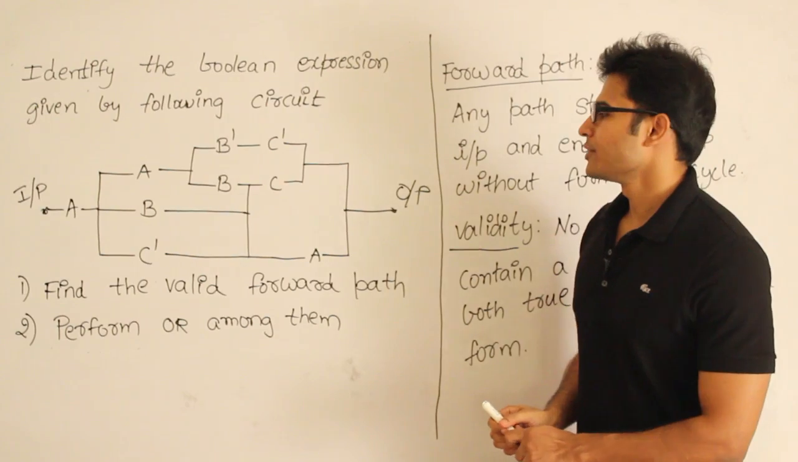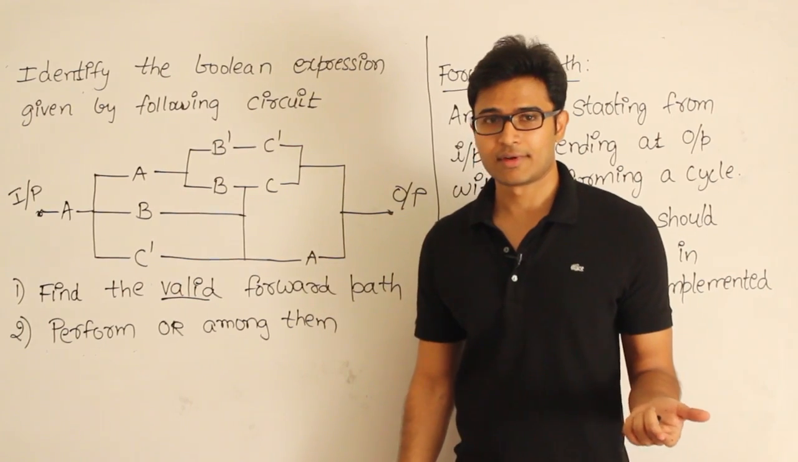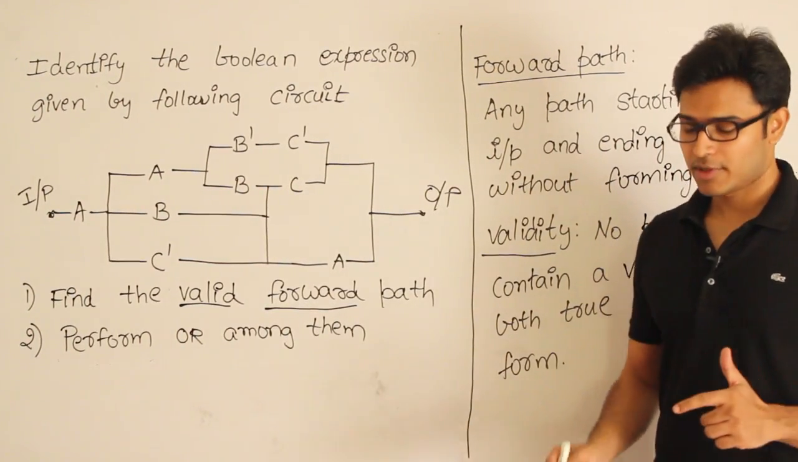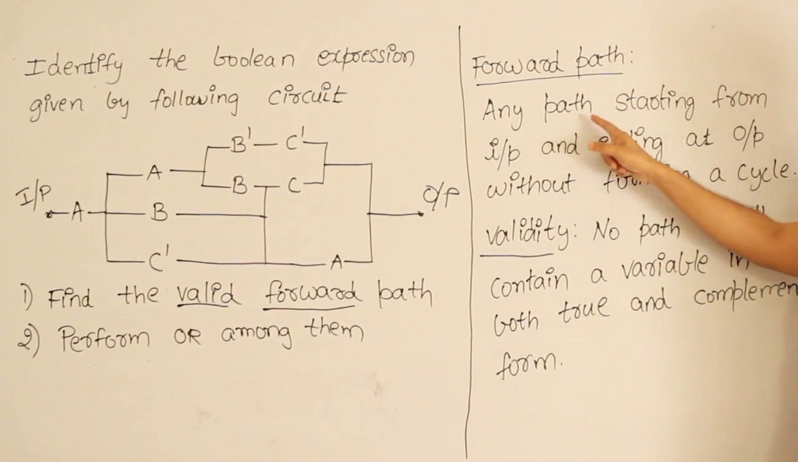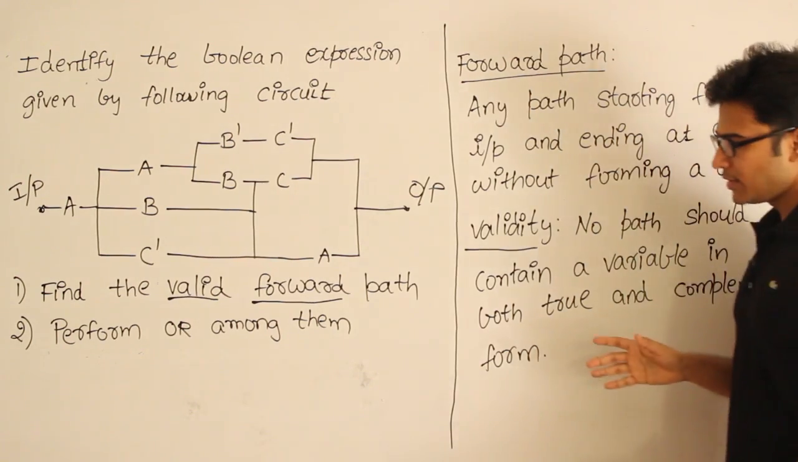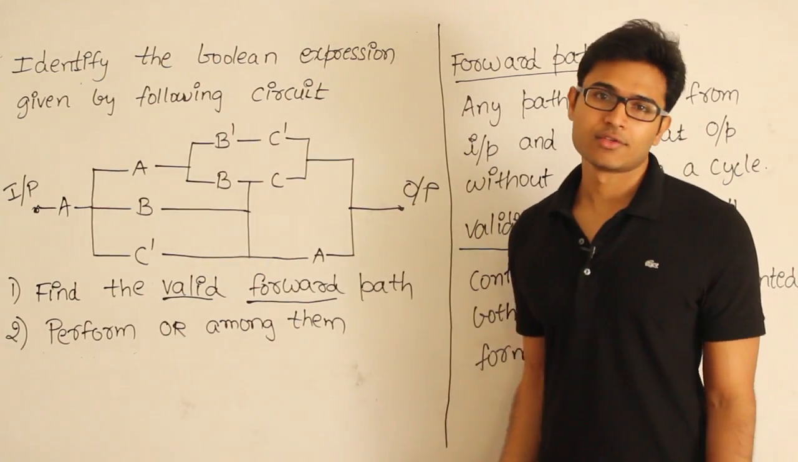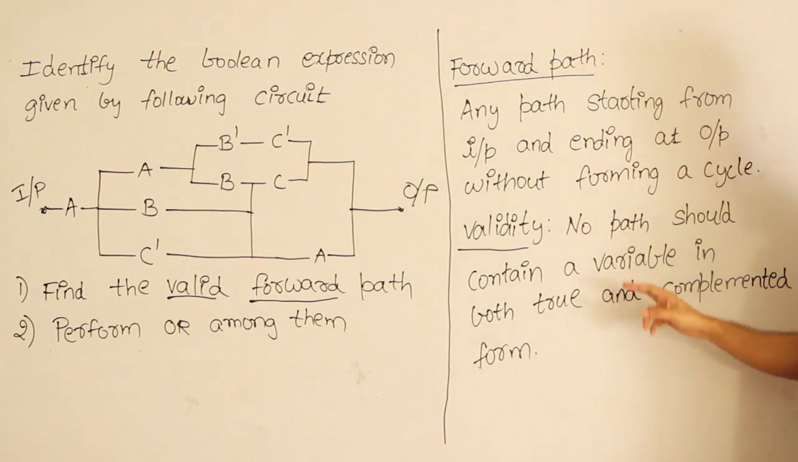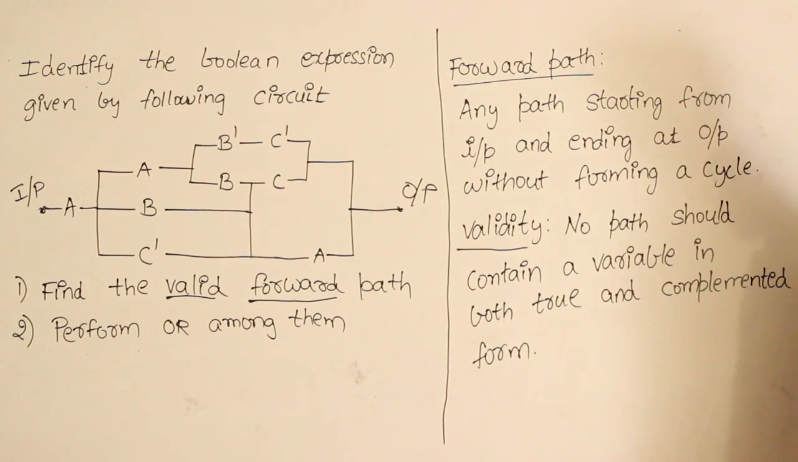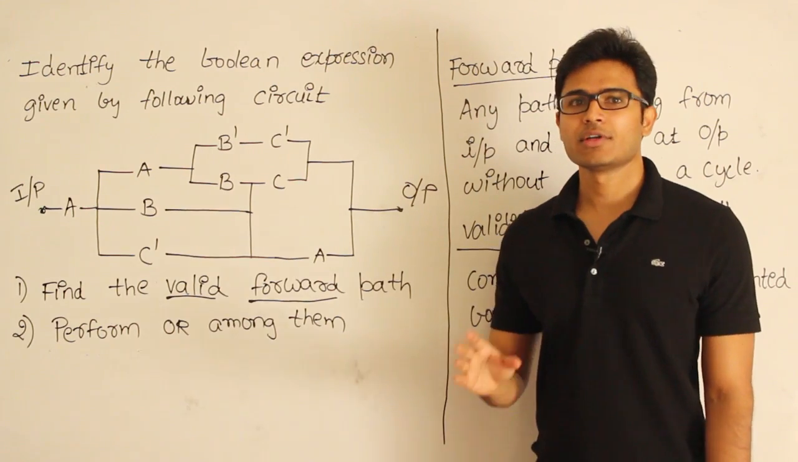Now there are two things you should know here. One is that I am saying valid forward path, which means there could be invalid forward paths as well. And second, what is a forward path first? A forward path is any path starting from input and ending at output without forming a cycle. Anything that starts from here and ends at the output without forming any cycle in the middle is called a forward path. And validity means no path should contain a variable in both true and its complement form. So if you have A, then you should not have A prime. That is what validity means.